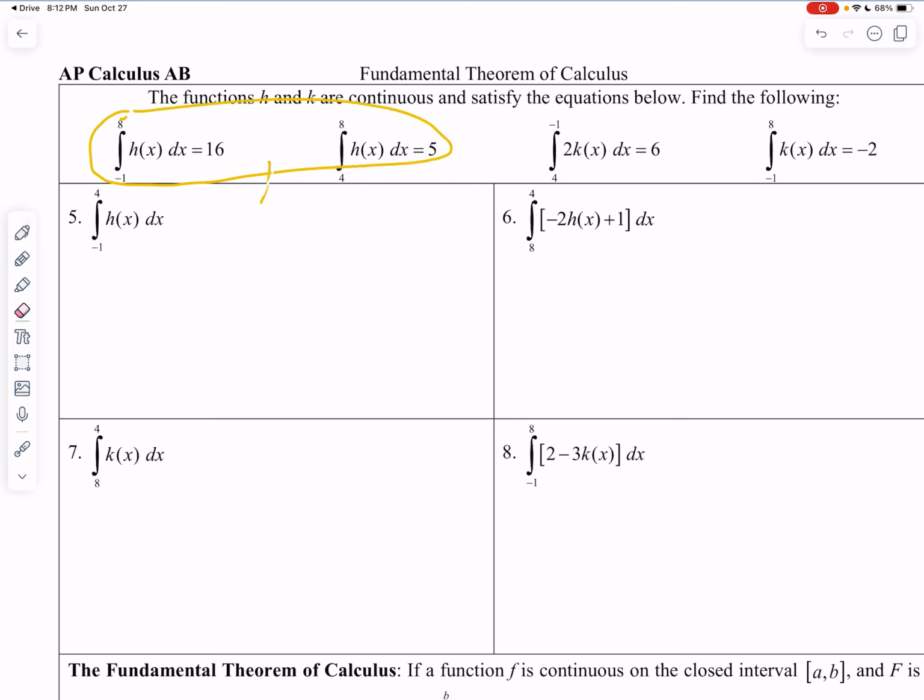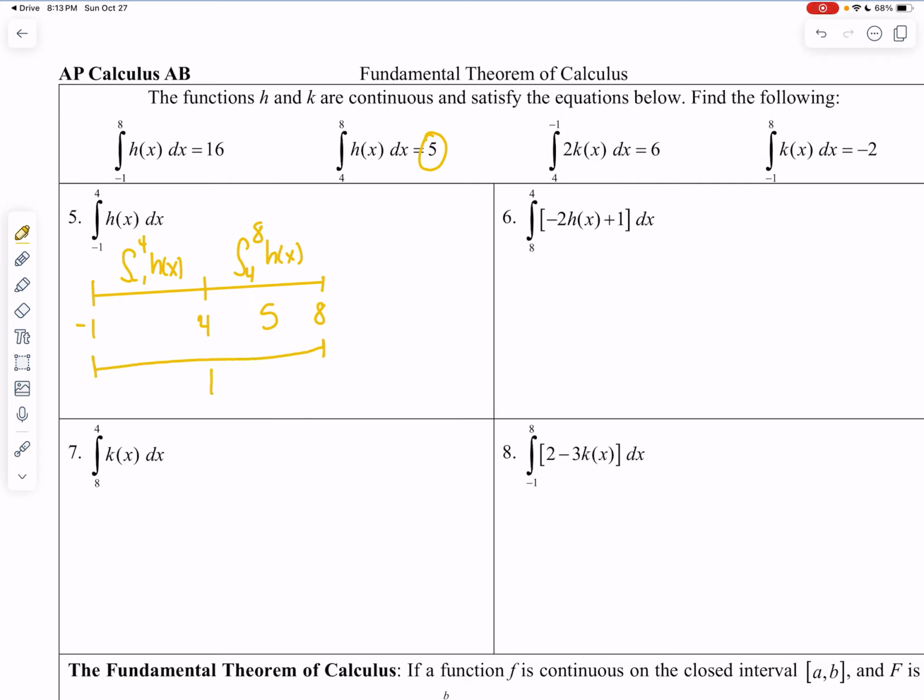What I like to do is sometimes make a little number line telling me what I know and what I don't know. So from negative 1 to 4, that's what we're trying to find. Now from 4 to 8, I know what that is because that is 5. And then the whole thing is 16. So this is going to tell me that the integral from negative 1 to 4 is 11.